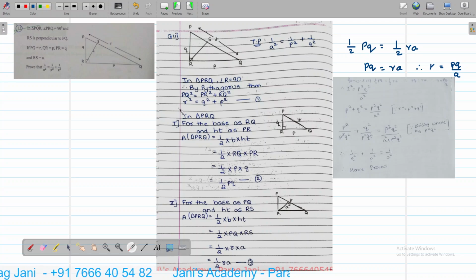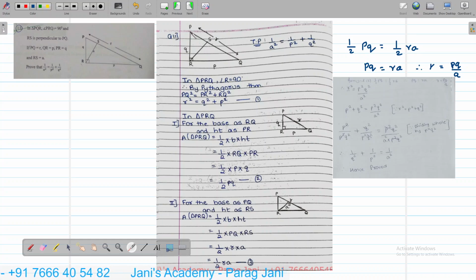Now you have to try some other method. Consider this triangle PQR, and say the base is RQ. Then the area of this triangle is 1 upon 2 into base into height. In this case your base is RQ, height is PR. So the area of triangle PQR is equal to 1 upon 2 into base into height. Base is P, height is Q. So this is your one formula.